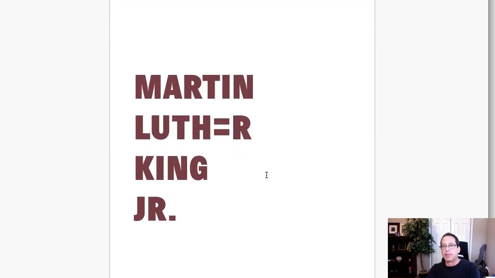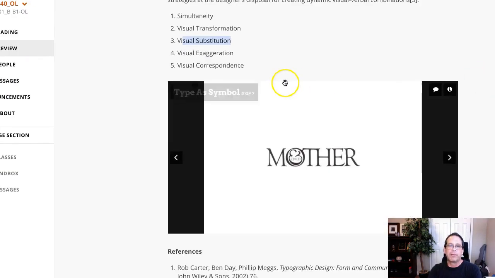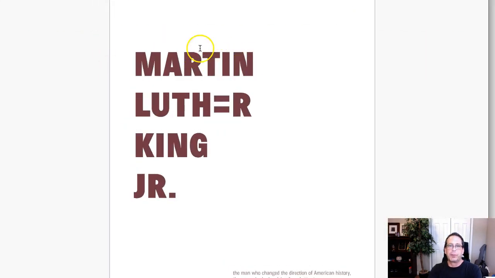Over here, this is a really fantastic example, and this could be considered a transformation, and it also could be considered visual substitution. Basically, this designer decided to substitute or replace the E in Luther with an equal sign, depicting and creating meaning. And the meaning is created typographically. That's very important to understand. Now, the meaning here is equality, right? So this little typographic composition is giving Martin Luther King's name and also adding additional meaning, saying, okay, there's an equal sign, so this is equating Martin Luther King with equality, right? And that's what he was all about.